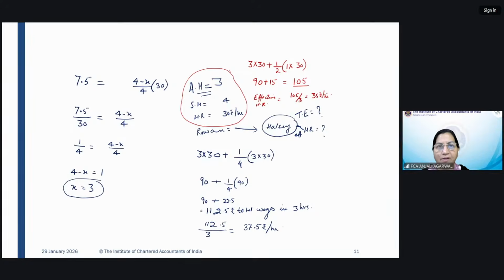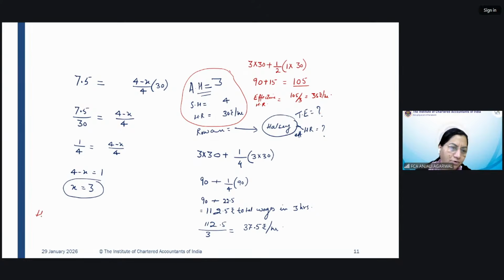Okay. Perfect. 35 rupee per hour. I hope it is clear.